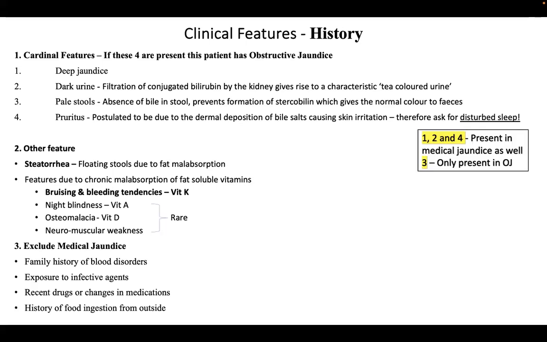Then after you have asked all these questions, you need to exclude the medical jaundice as well. So here you need to exclude causes of hemolysis and causes of hepatocellular dysfunction. So for liver issues: family history of blood disorders, exposure to infective agents, any recent drugs and changes in medication, and any history of food ingestion from outside. That is for hepatitis.